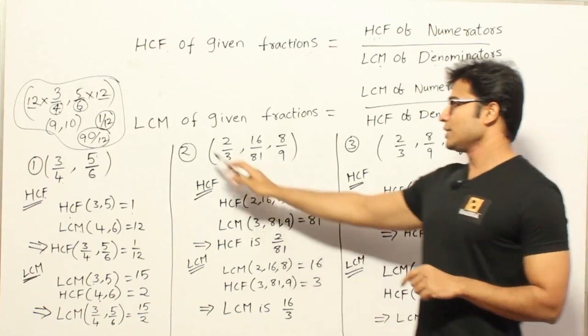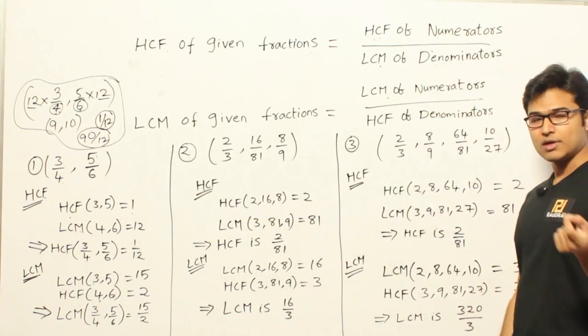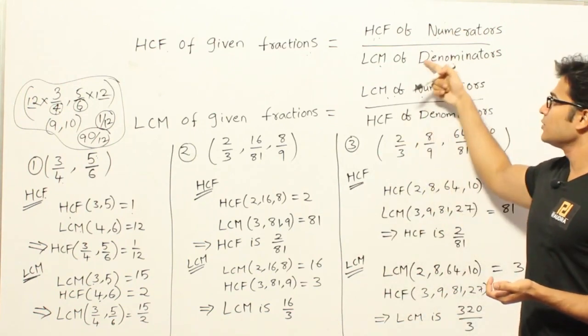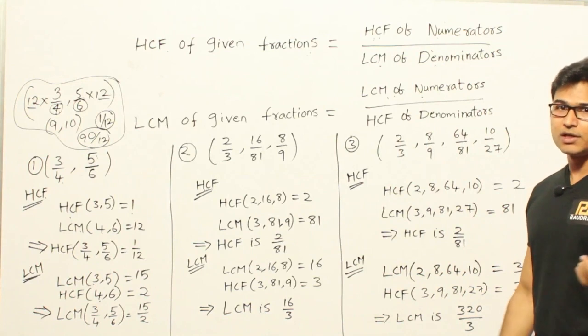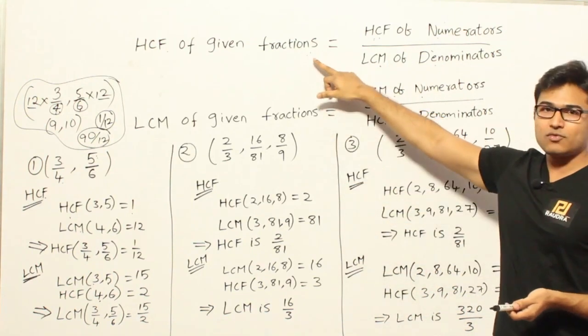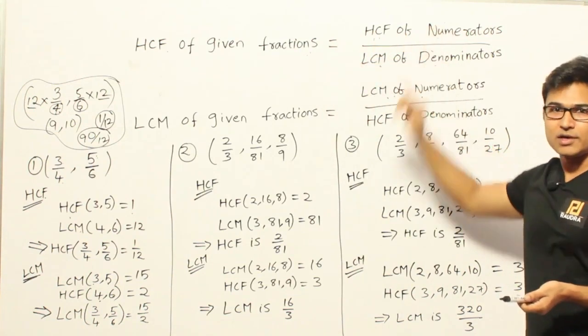And if you want to find out the LCM, you are going to apply the LCM to the numerators. So whatever you want to find out, you apply that to the numerators and the other thing to the denominators. Got it? So we have only LCM and HCF, right? So whatever you want to find out, apply it to the numerators and the other thing to the denominators and you divide it. That's it.